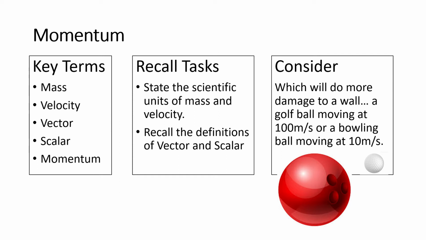And then consider which will do more damage to a wall: a golf ball moving at 100 meters per second or a bowling ball moving at 10 meters per second. Pause the video now if you need to write down any notes.